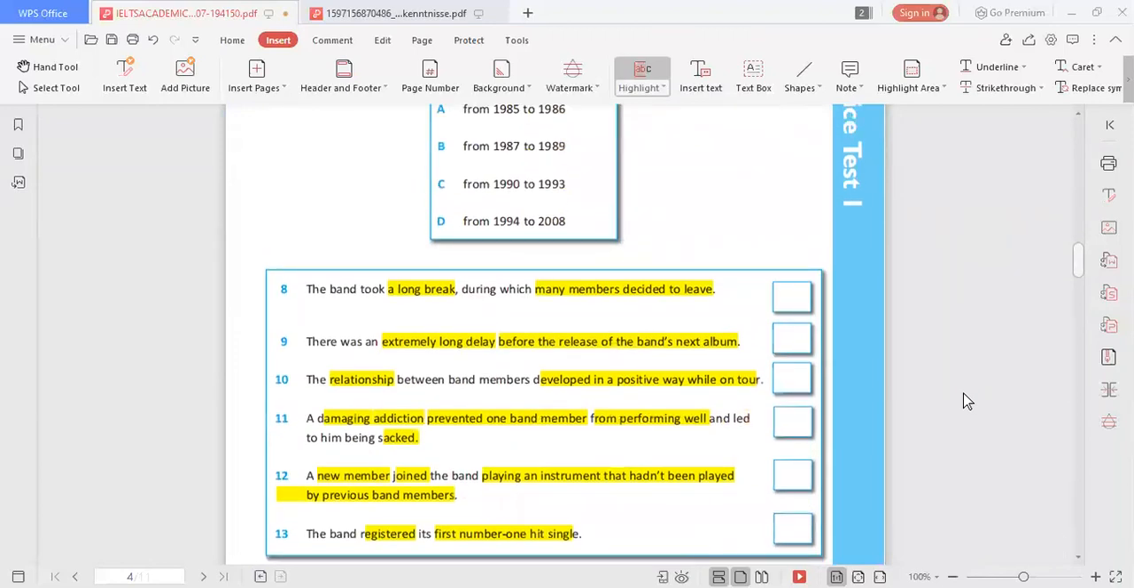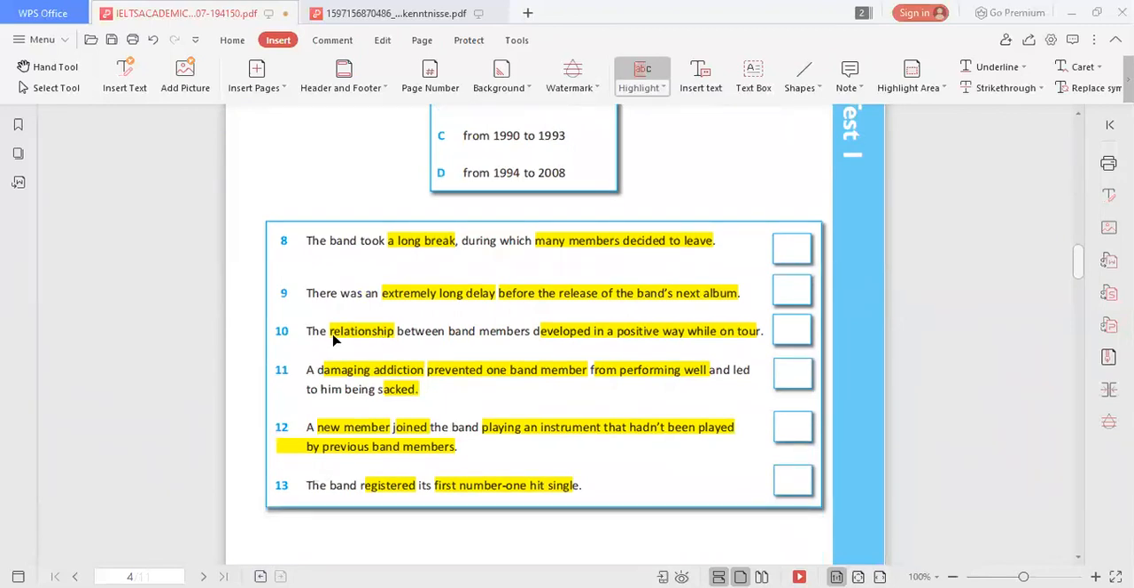So go ahead and try and figure out 10 to 13. For all the questions that you need to figure out, I've highlighted the keywords for you. And then in the text, I've also highlighted the keywords for you. So your job is, for example, when you go to number 10, the relationship between band members developed in a positive way while on tour. Your duty now is to try and figure out where I have highlighted the related words to relationship, and developed in a positive way while on tour. The same goes for the others. I've highlighted all of them for you, okay?